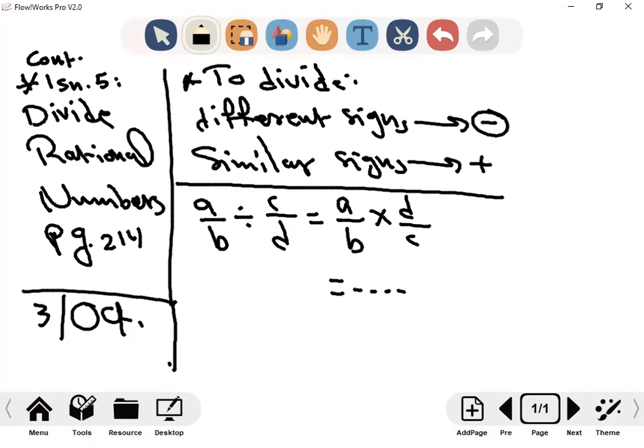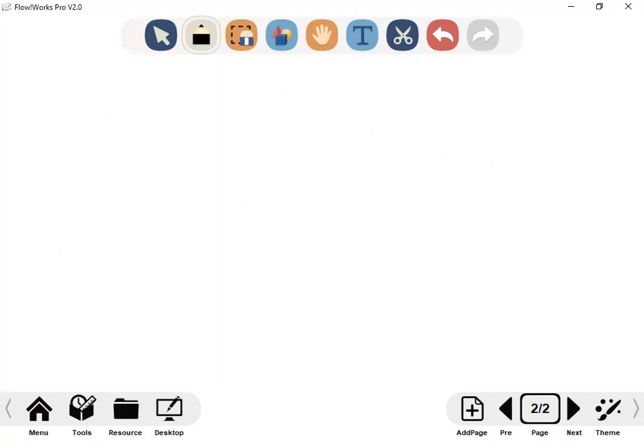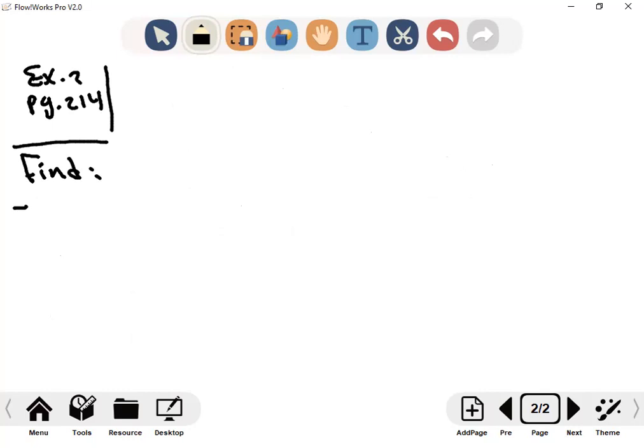We did its check. Example 2. Let's do the check of example 2. So example 2, page 214. We have to find -1 and 1 over 3 divided by 2 and 2 over 15, right? This is equal.